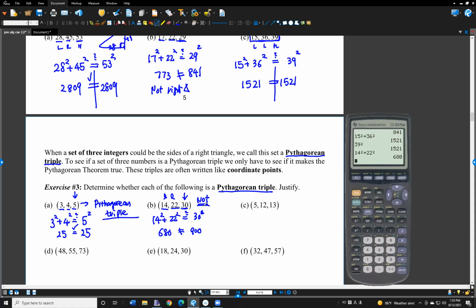C is definitely a Pythagorean triple, because we know that 5 squared plus 12 squared exactly equals 13 squared. 5 squared is 25, 12 squared is 144, and 13 squared is 169. That is true, 25 plus 144 is 169. So these three sides are called what? A Pythagorean triple, or right triangle triple.